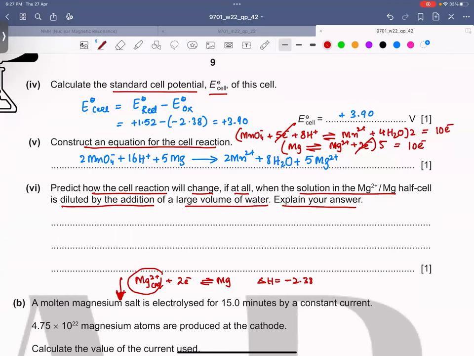Because initially it's 1 mole per dm cube. For example, if I added exactly 1 decimeter cube of water, the whole volume becomes 2 decimeter cube. So now there is 0.5 moles of magnesium in 1 dm cube, which was initially 1 mole of magnesium in 1 dm cube. So the concentration of magnesium ions decreases. As a result, the equilibrium shifts to the left to form more magnesium ions. And if it shifts to the left, the value would decrease. So the value becomes more negative.